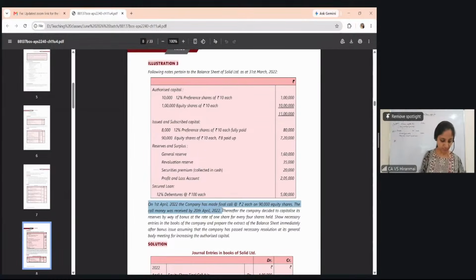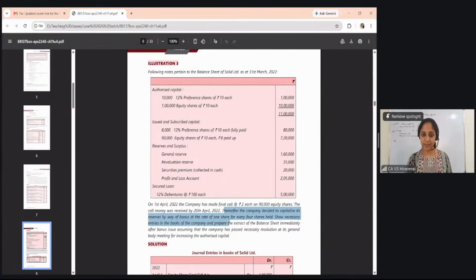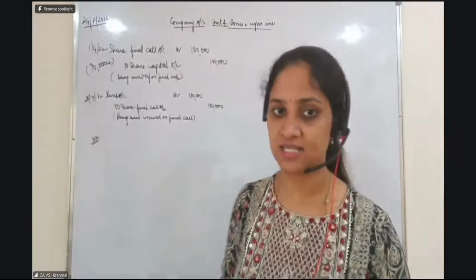Over. Now what happens? The next one is, thereafter the company decided to capitalize its reserves by way of bonus shares of one share for every four shares held. Show necessary entries in the books and prepare the extract of balance sheet immediately after bonus issue, assuming that they have passed the necessary entries.